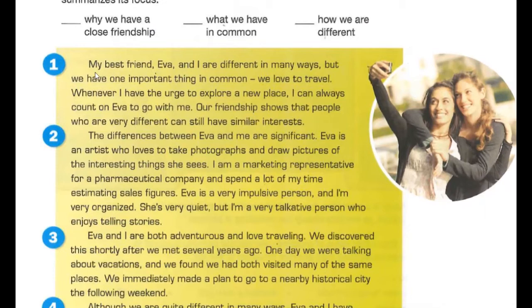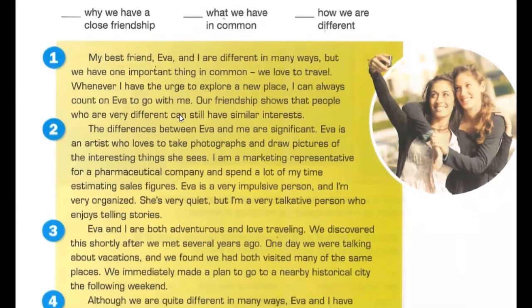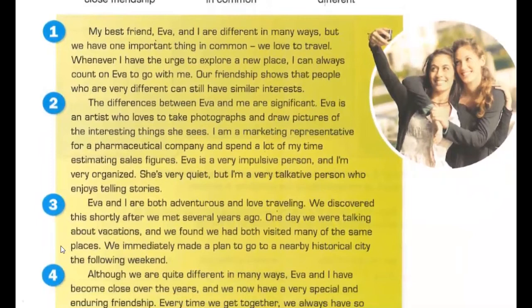Okay, so you see the words: people who are very different can still have similar interests. From "My best friend Eva and I" until "count on Eva to go with me," this one we call the general statement. And the last one, the author tried to end his introduction with the thesis statement: our friendship shows that people who are very different can still have similar interests. So in paragraph number 3, we will hear from the writer about the differences and similarity.